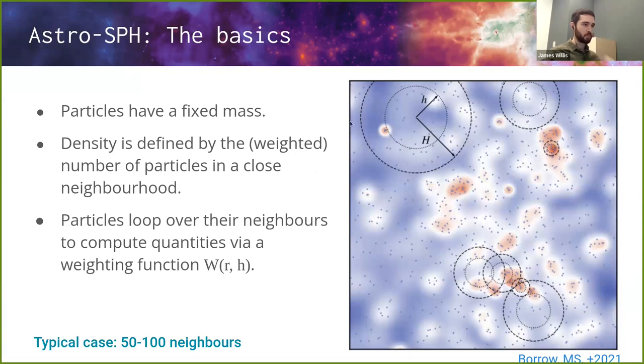So as you can see, we discretize the space into a series of particles, which represent the gas. Each of these particles has a fixed mass. And the density is defined by the weighted sum of all of the particles in a given neighborhood. As you can see, the density differs in this space by orders of magnitude. So particles in this sparse region require the same number of neighbors as particles in these dense regions. We typically want 50 to 100 neighbors to calculate the density or any other properties. So we need to vary this smoothing length based on the density of the region.